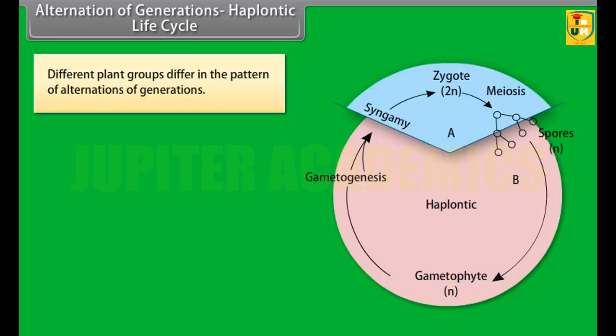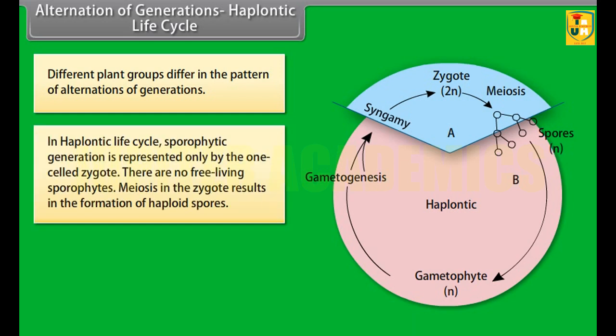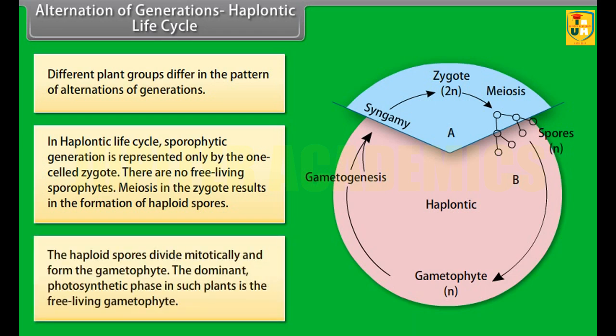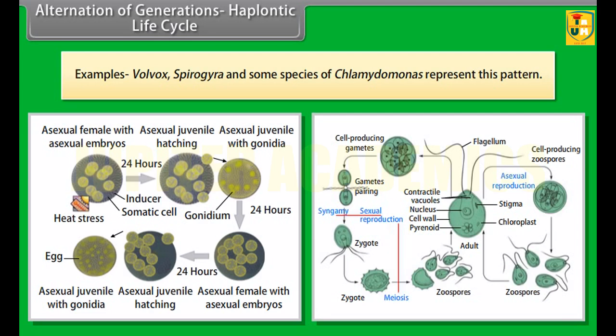Alternation of generations: Haplontic life cycle. Different plant groups differ in pattern of alternations of generations. In haplontic life cycle, a sporophytic generation is represented only by the one-celled zygote. There are no free-living sporophytes. Meiosis in zygote results in the formation of haploid spores. The haploid spores divide mitotically and form the gametophyte. The dominant photosynthetic phase in such plants is the free-living gametophyte. Examples: Volvox, Spirogyra, and some species of Chlamydomonas represent this pattern.